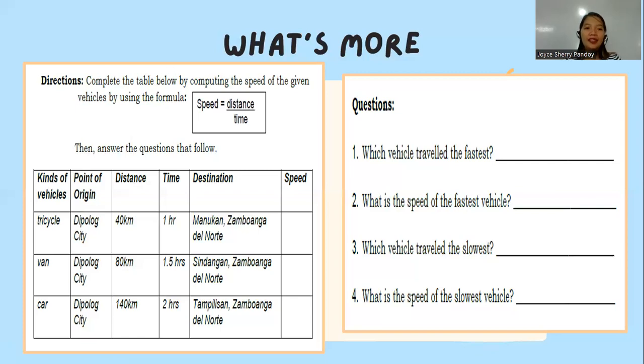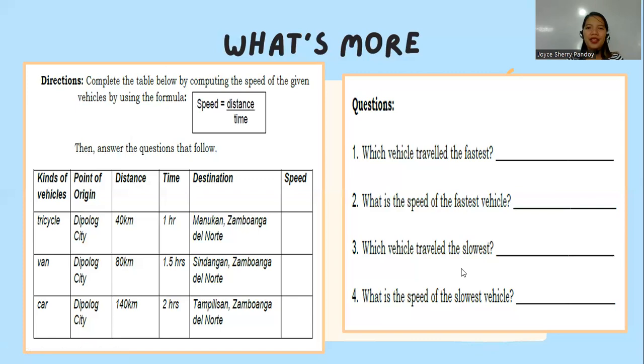Then it is your task now to compute the speed of the van and the car so that you will be able to answer the 4 questions that follow. Of course, the vehicle with the greater speed is the fastest, no? So that's your clue. So I will leave that for you to answer right after watching this video. Is that understood, kids? Okay, that's good.